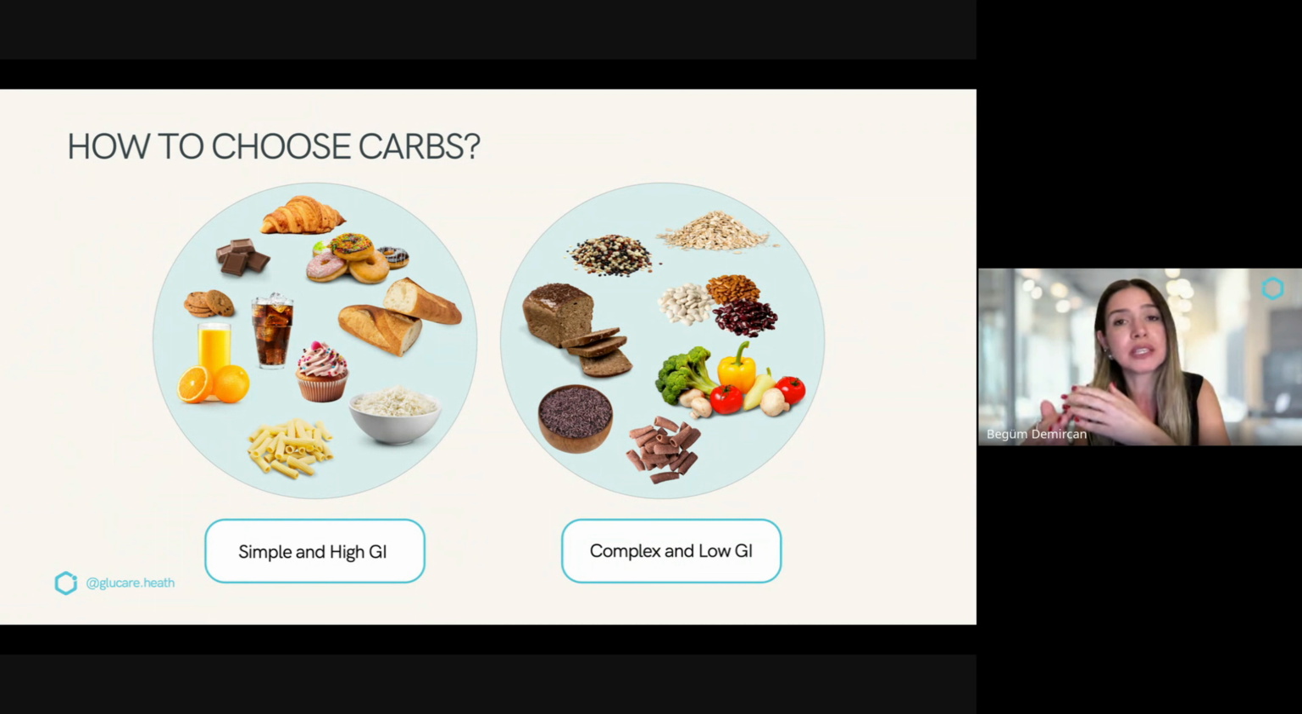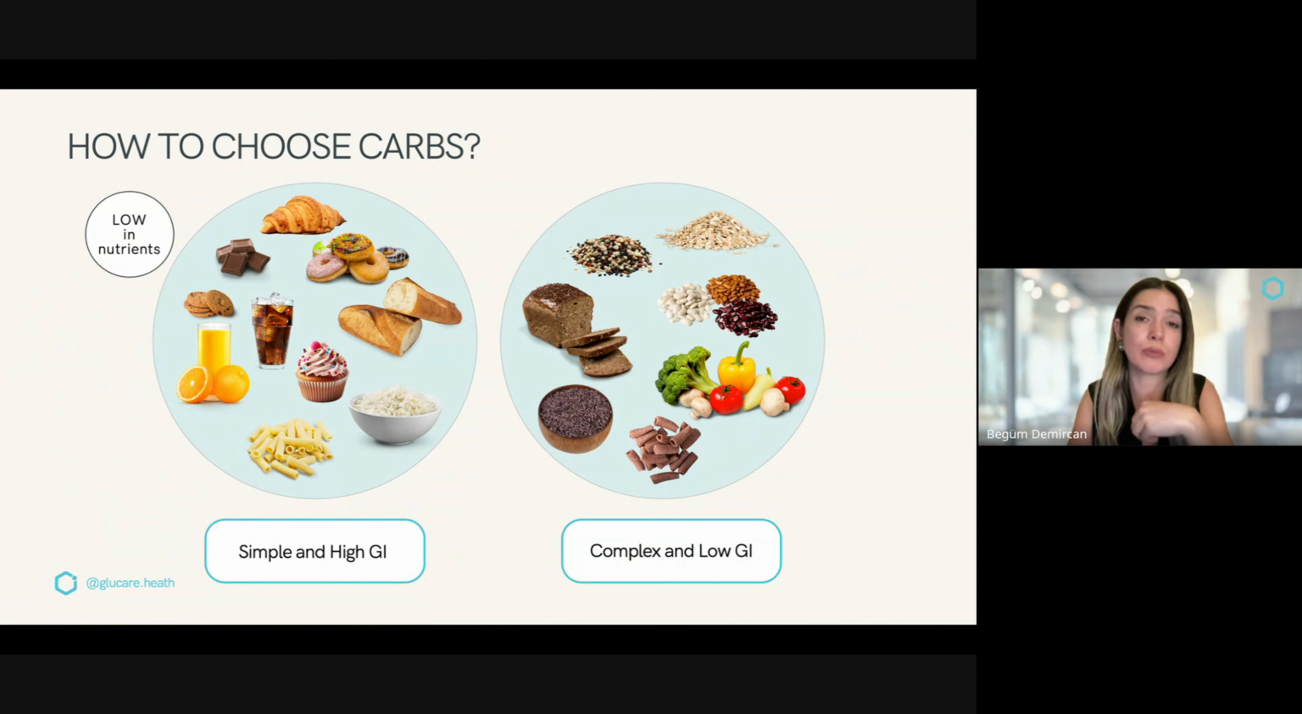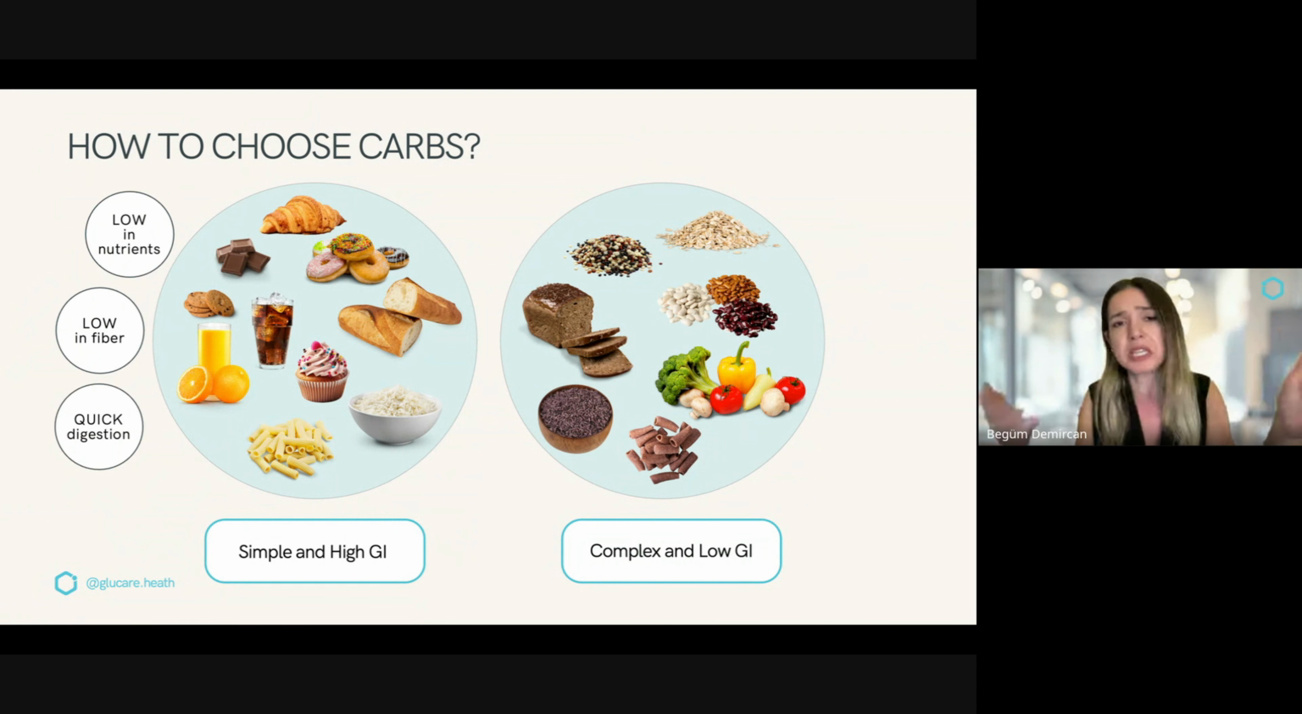Why are we suggesting to use complex and low glycemic index carbohydrates? Because we know that the simple and high glycemic index group is low in nutrients, low in fiber, and they are quickly digested. Indeed, this is the problem with them. Let's think about your cravings throughout the day. Around afternoon time, you just had your lunch, and then maybe 1-2 hours after it, you're just looking for some chocolate to eat, cookies to eat.